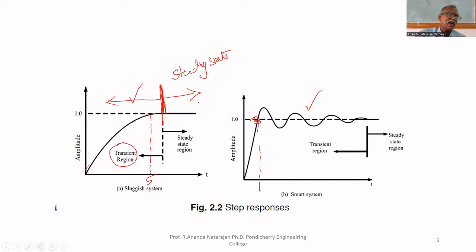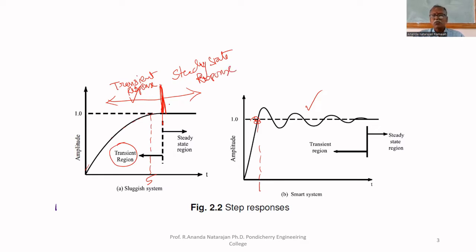In the indicating instrument in the lab, you might have seen, if you connect 230 volts to the instrument, it oscillates. Finally, it settles at 230 and remains at 230 only. Once it has settled at 230, the response is called the steady state response. Before that, it is varying. That's why it is called the transient response. So the response can be divided into 2 parts. One is called the transient response. This is the steady state response.